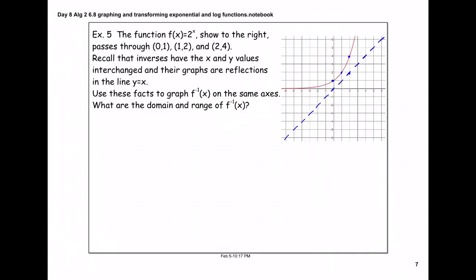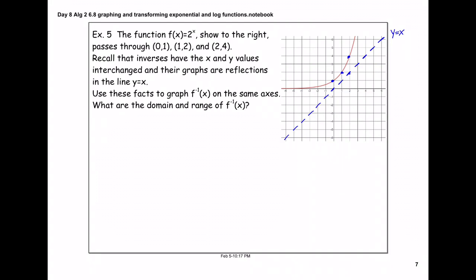Looking at example 5, the function f of x equals 2 to the x power is shown at the right, and it passes through the points (0, 1), (1, 2), and (2, 4), as you can see on the graph. Recall that the inverses have the x and y values interchanged, and their graphs are reflected over the line y equals x, which you can also see on the graph at the right. We want to use these facts to graph f inverse of x on the same axis. So we want to graph our inverse.